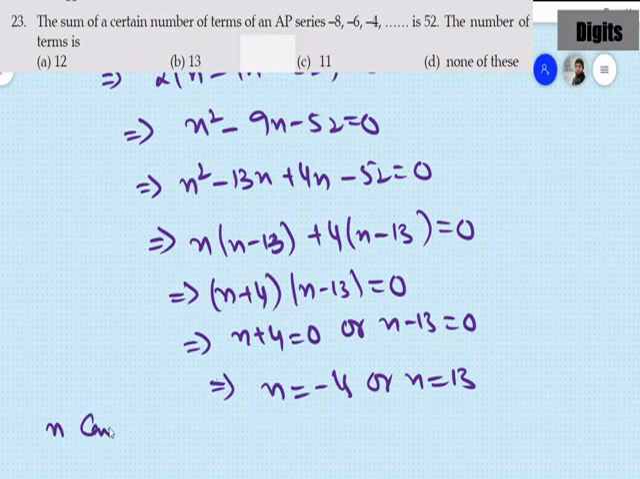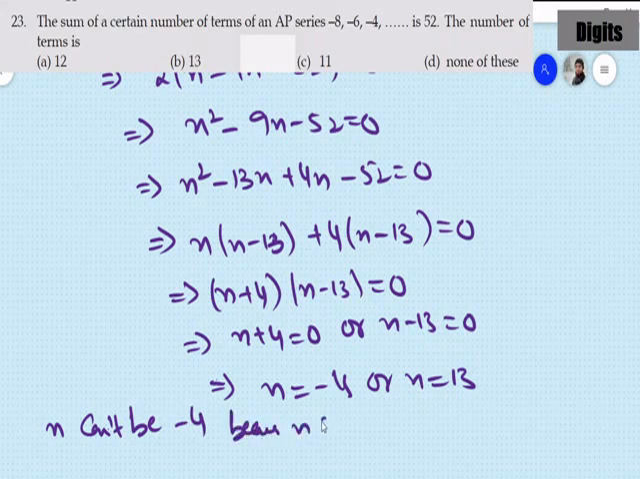N cannot be minus 4 because n is a natural number. As n is a natural number, it represents the number of terms. Since number of terms can't be negative, therefore n is equal to 13. Therefore option B is the correct answer.